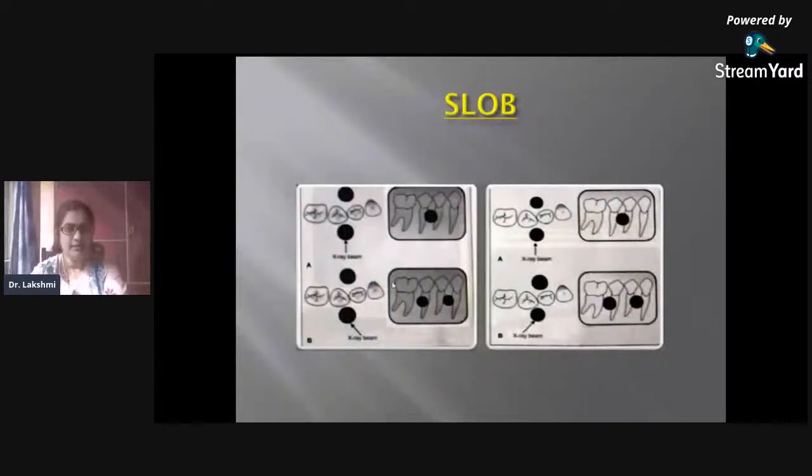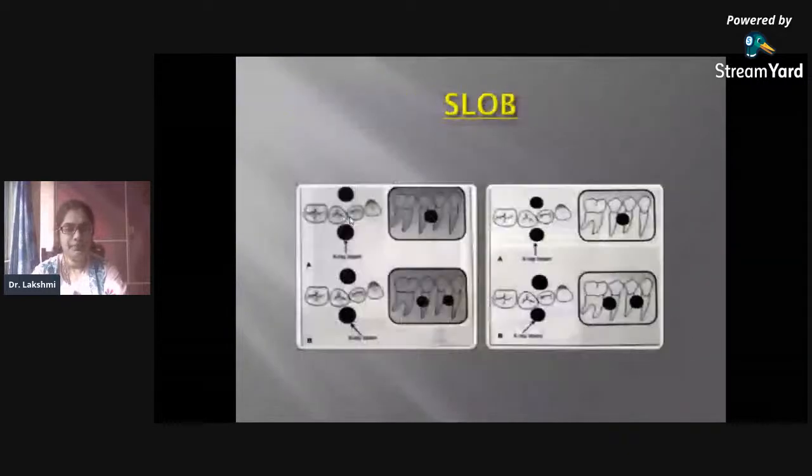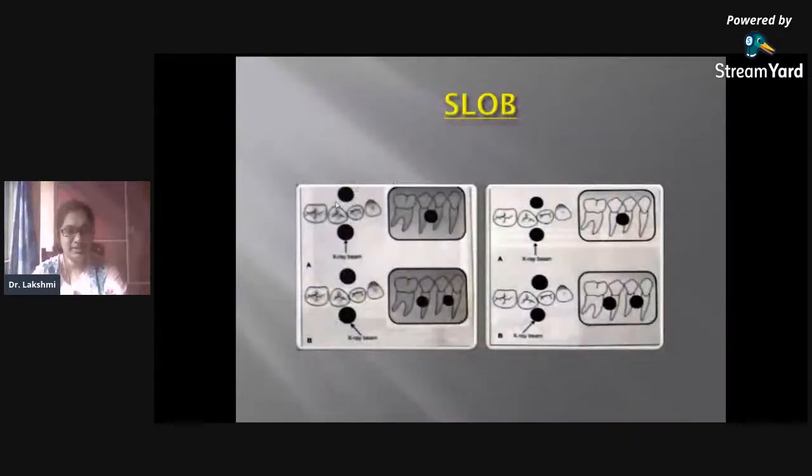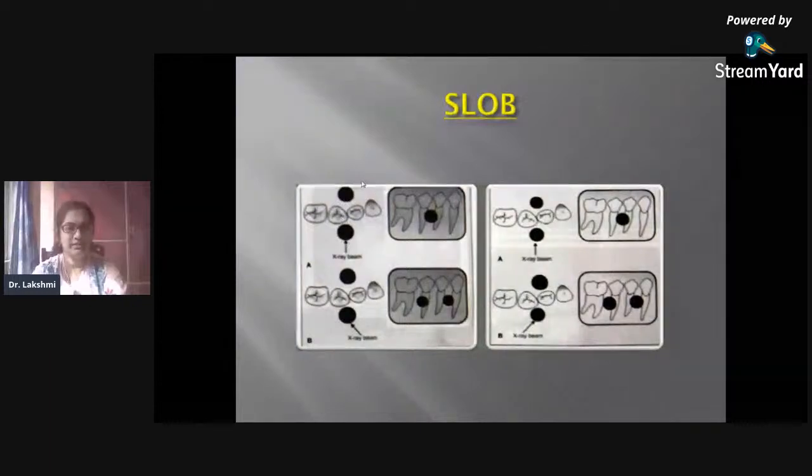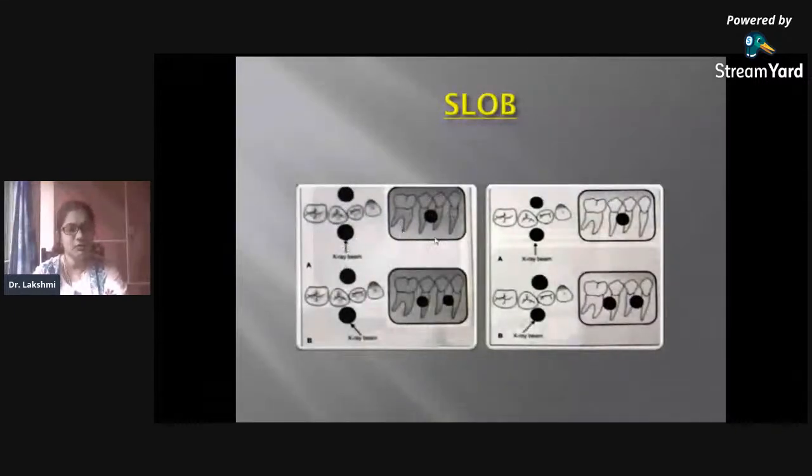Now see this one. Here we have a diagrammatic representation wherein there is one object. These are the teeth here: canine, first premolar, second premolar, first molar. Here there is an object you want to localize. So you shoot an X-ray beam. The first radiograph looks like this, in between two premolars.